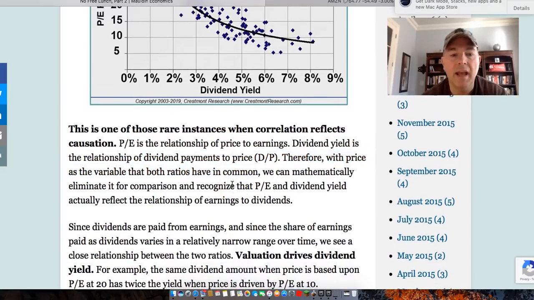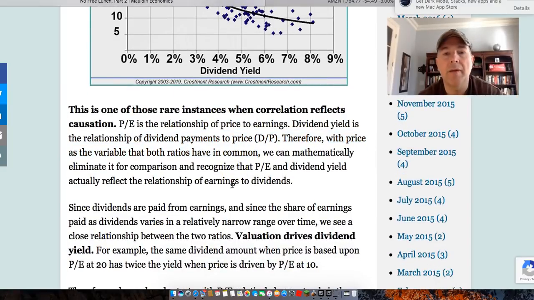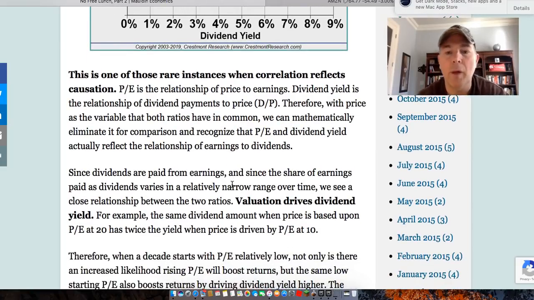Therefore, with price as a variable that both ratios have in common, we can mathematically eliminate it for comparison and recognize that PE and dividend yield actually reflect the relationship of earnings to dividends. So when you're looking at valuations like price to earnings, price to book, or dividend yield, everything's based on price to earnings. You have a high price relative to a dollar of earnings, everything else will be secondary. That's all there is to it. You're going to have a low dividend yield. You're going to have a high price to book.